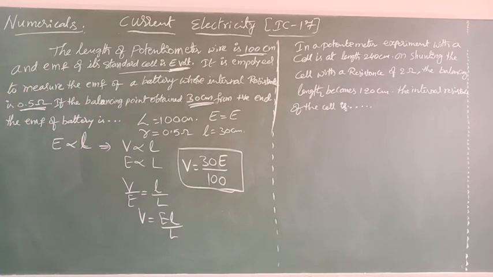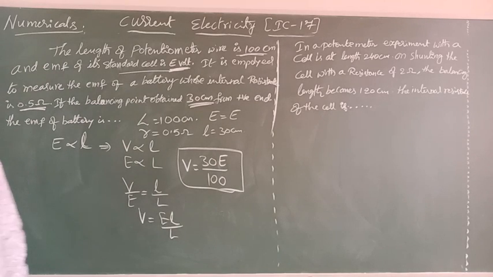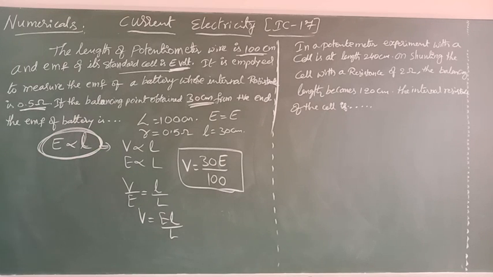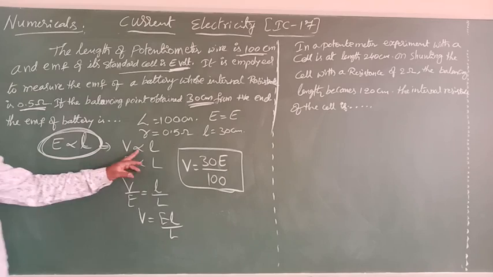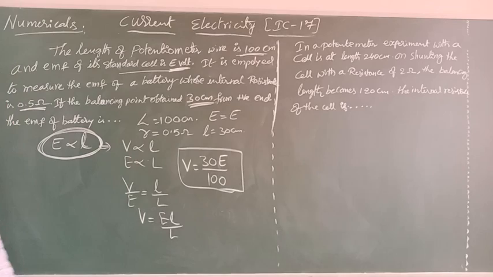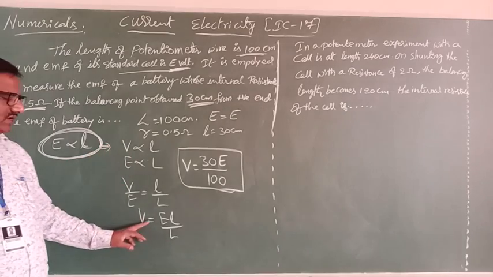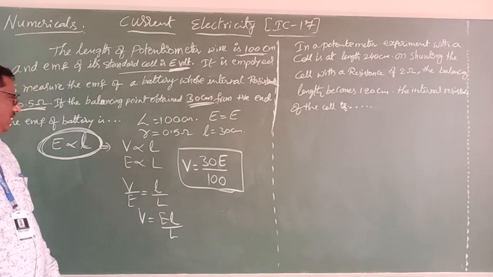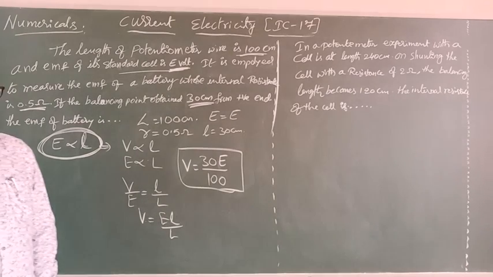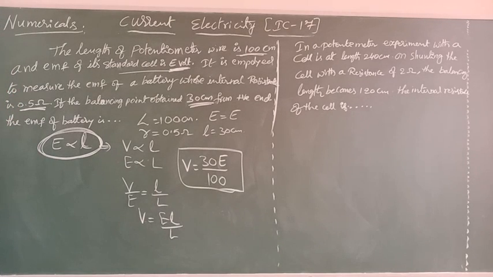Very simple. Just a comparison of the two cells. According to the principle, E proportional to L. So first we take V directly proportional to L, then E proportional to total length. Now compare these two, then you can measure the EMF of the cell. The EMF of the battery V, because the potential across the battery is nothing but the EMF of the cell, V equal to 30 E by 100. This is the main sum.